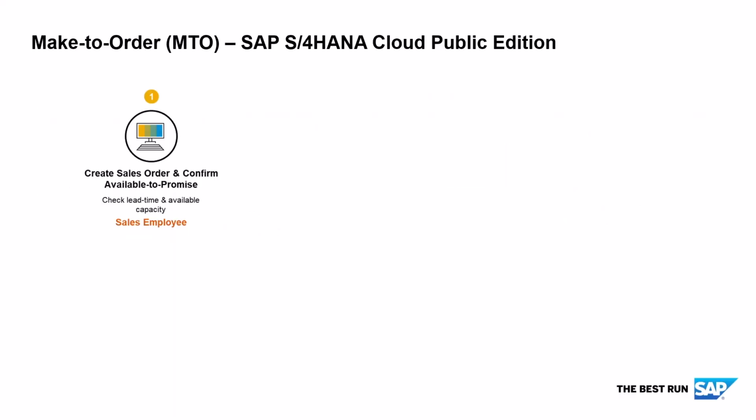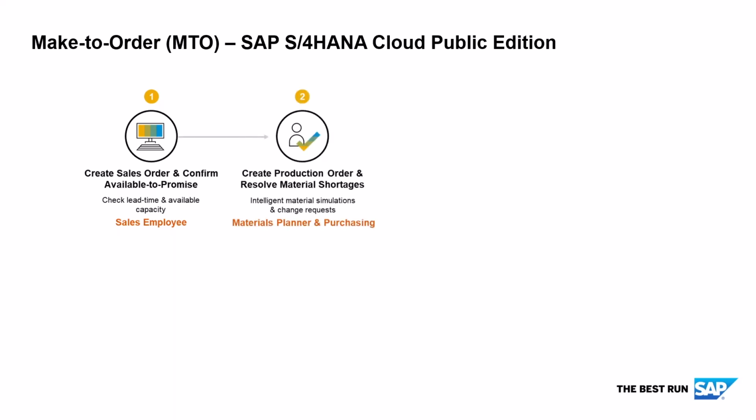This demo starts with a sales employee who will create a sales order and use advanced available to promise, aATP, to check the lead time and available capacity in order to get an accurate delivery confirmation date for the customer. We'll then move on to the materials planner who will create the production order and use MRP intelligent material simulations to try and resolve a material shortage.